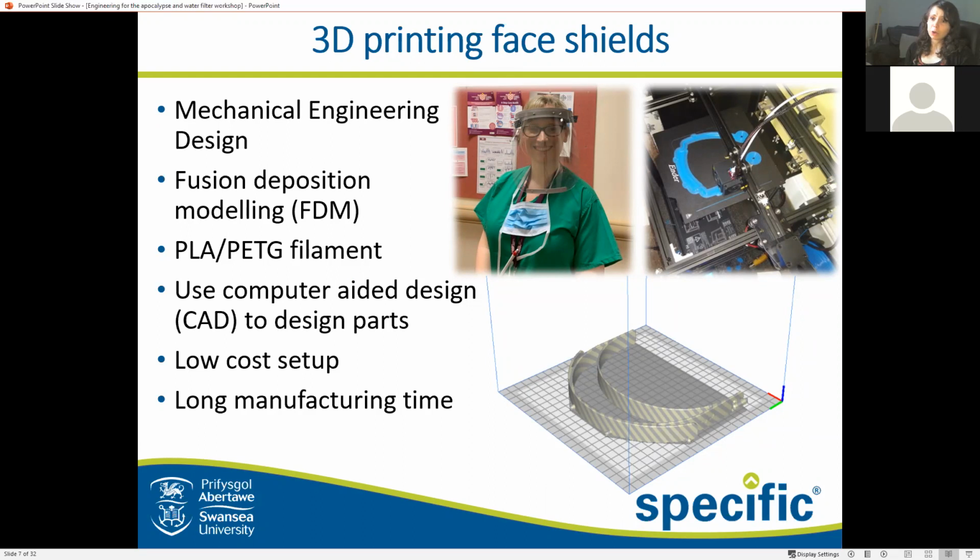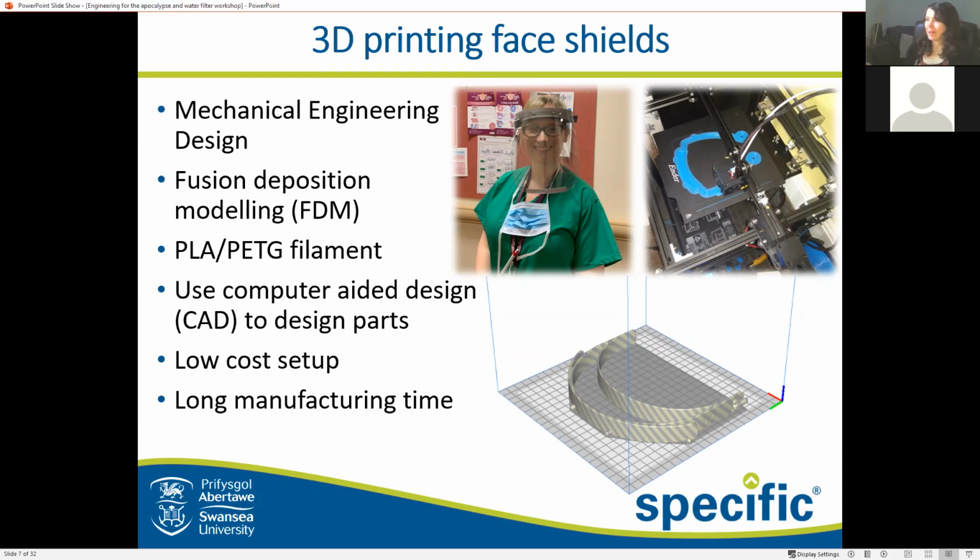If you want to have a go at this at home, you are welcome to use some existing freeware software, which is good enough to make things like this. So what are the advantages of using rapid prototyping, so 3D printing? It is an incredibly low cost setup, but it takes an absolute age. This face shield you see there, just the head section, took around 4 hours to print off.